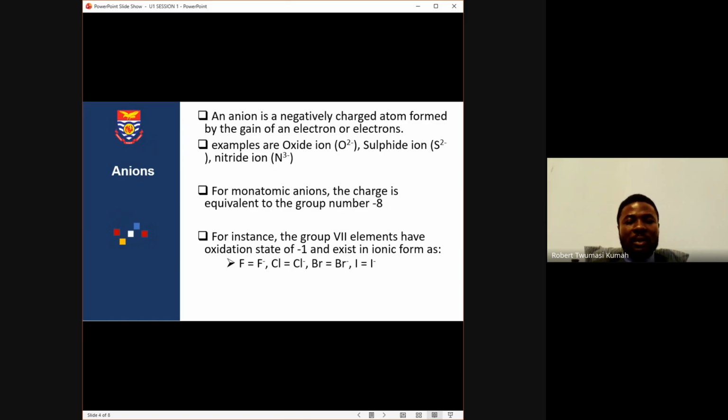For monoatomic ions, the charge is equivalent to the group number minus 8. So for example, the group 7 elements have an oxidation state of -1 and exist in ionic form as follows. We have fluorine forming an ion of F-, chlorine forming an ion of Cl-, bromine Br-, etc.